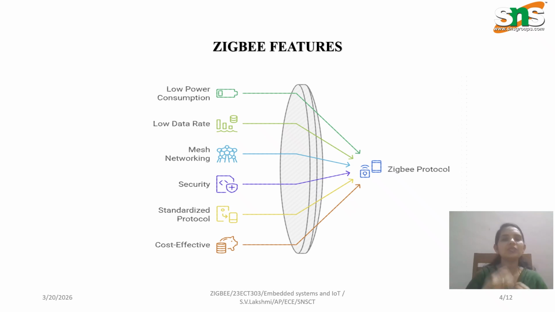The various features of ZigBee: first is low power consumption, which means it is ideal for battery operated devices, and low data rate; the speed is typically up to 250 kbps. This is a short range protocol, around 10 to 100 meters, and it involves mesh networking, which means the devices can relay the data and increase the coverage as well. It is low cost, which is suitable for large scale sensor networks, and it is a secured and standardized protocol. These are the certain features of ZigBee.